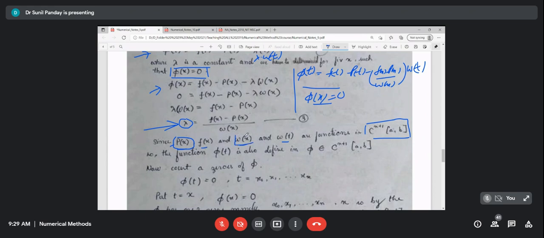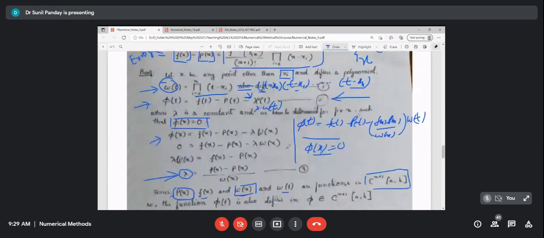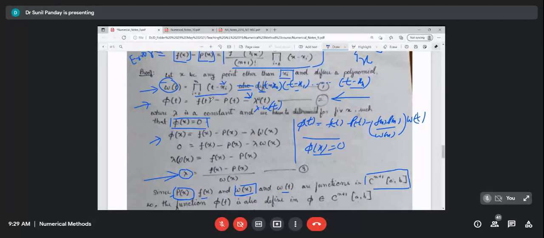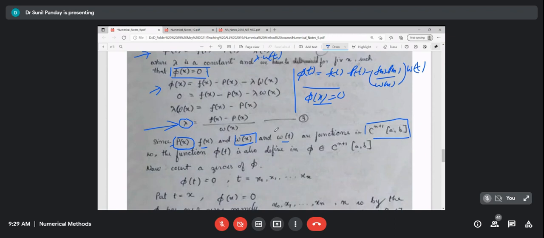Similarly, this w(x), if I write w(x) here, it's again a polynomial. You can see because these x_i's are constants. So if you write x here, this product will give you a polynomial of degree n plus 1. So this is also continuously differentiable, being a polynomial. And similarly, w(t) also. So it means all of them belong to this set. It means all of them are continuously differentiable.